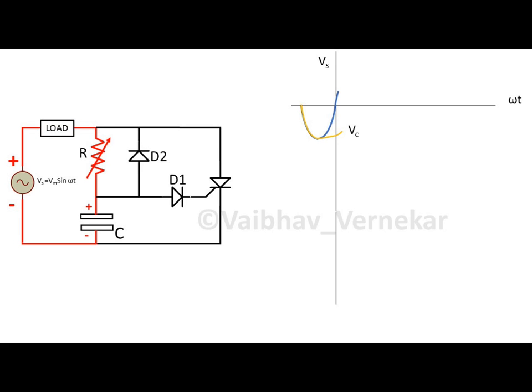As the positive cycle starts, the capacitor starts charging through the resistor with the upper plate positive and the lower plate negative. Once the capacitor reaches a threshold value of VGT, which is the voltage required by the gate-cathode junction, the SCR starts conducting because the diode D1 is forward biased and it allows flow of current.